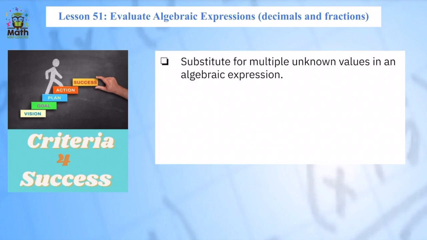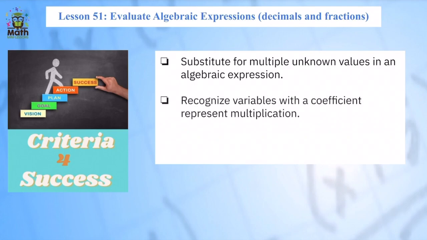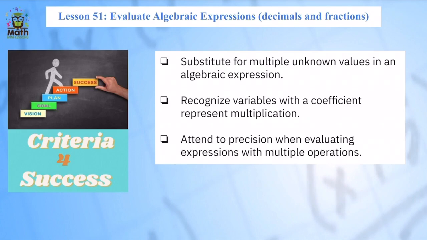One, that you can substitute for multiple unknowns, so lots of different variables in the expression, and that we can recognize the coefficients represent multiplication. So double check that you know that. Teachers can tell if you're putting parentheses between your coefficient and your variable when you substitute, so we know you're multiplying and not just putting the two numbers together. And finally, that you can attend to precision. In other words, that you're being really careful and thoughtful and really organized with your work.